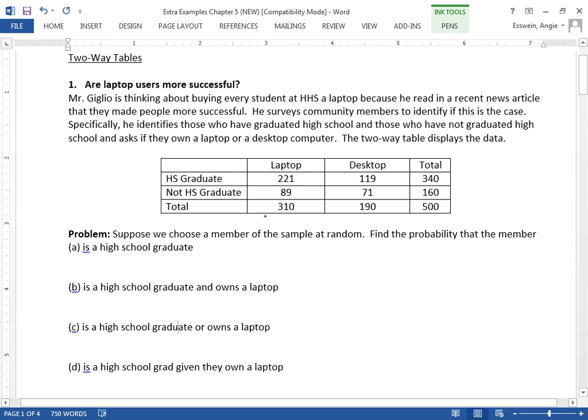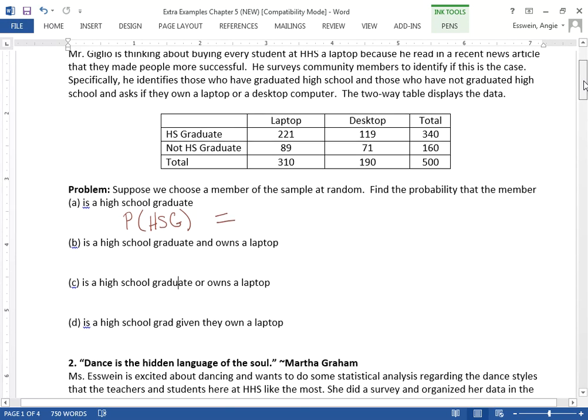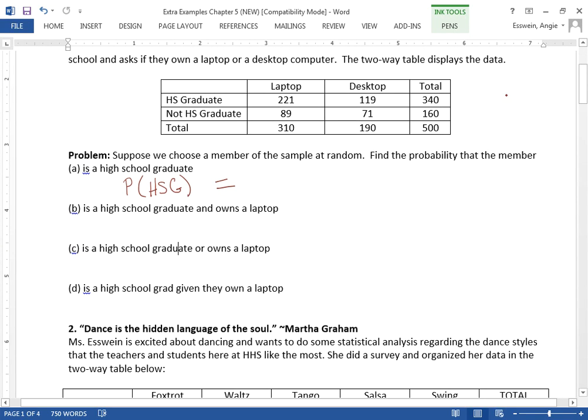This is about high school graduates and non-high school graduates using laptops and desktops. So if we choose someone at random, we'll do our notation like this: probability of high school graduate, HSG, high school graduate equals, and let me just move this up a little bit. Probability high school graduate. So what do you think? How many high school graduates?